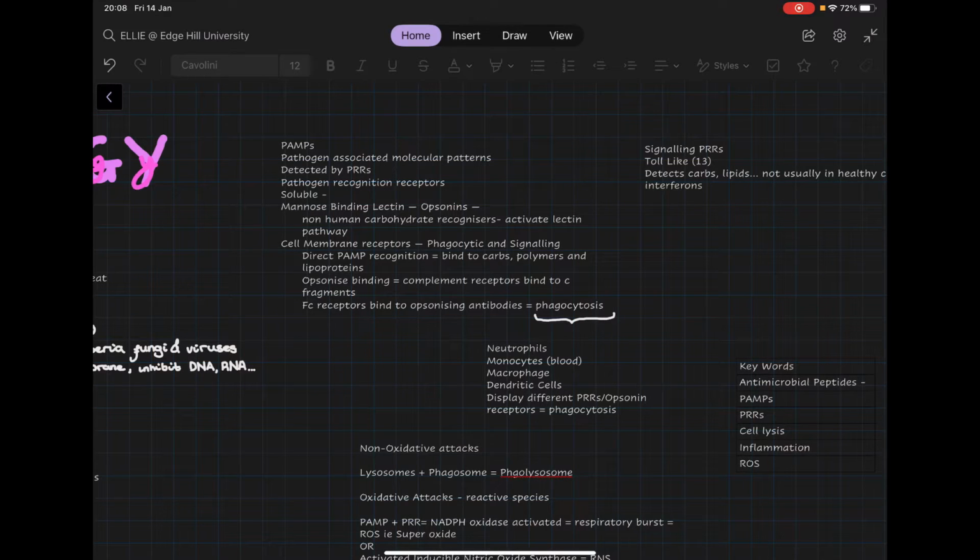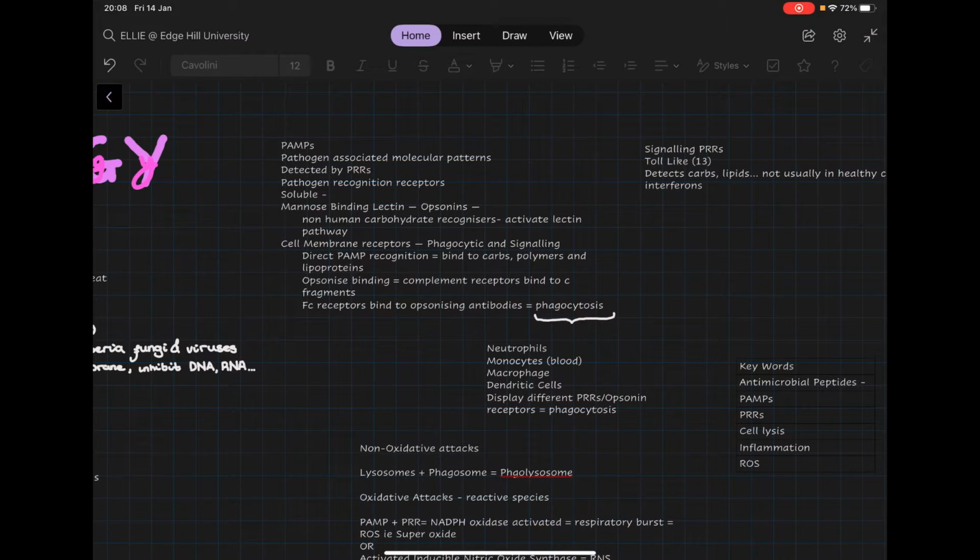PAMPs, which are pathogen-associated molecular patterns. These are things that are on the sort of membrane of pathogens or foreign molecules that are directly detected by PRRs, or pattern recognition receptors.